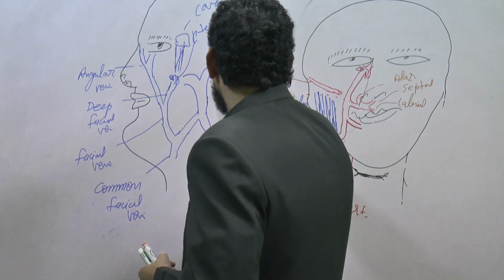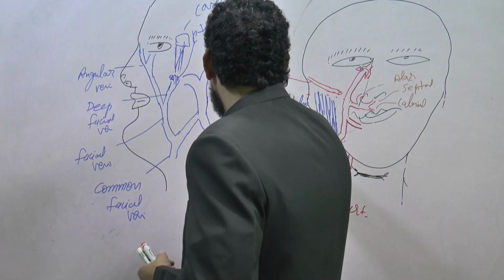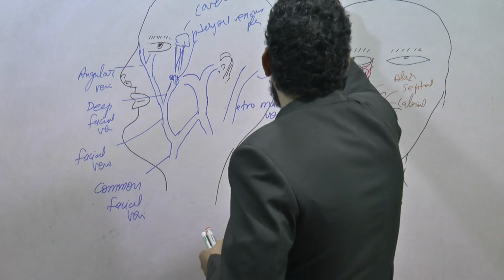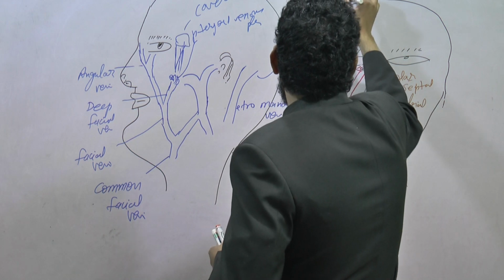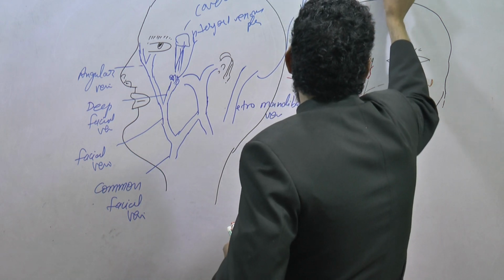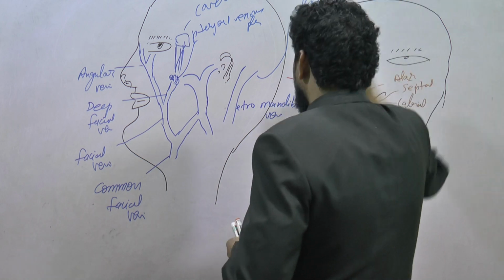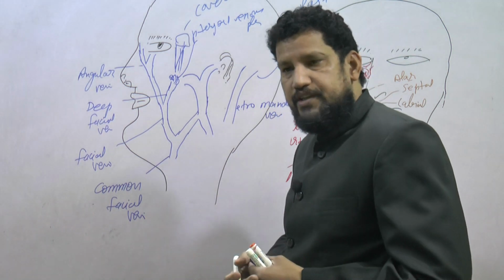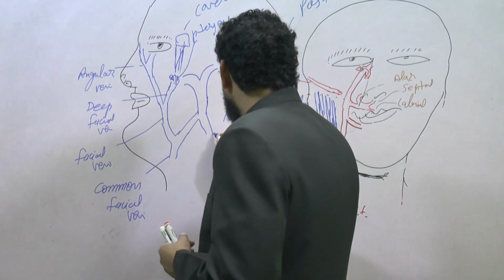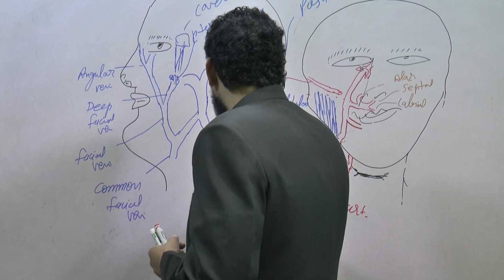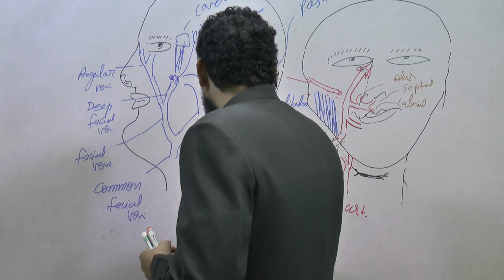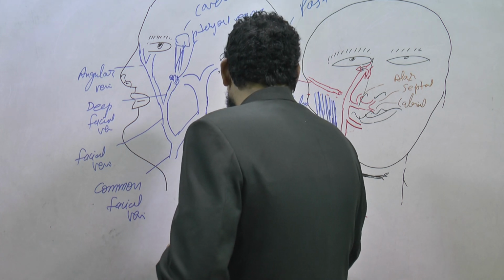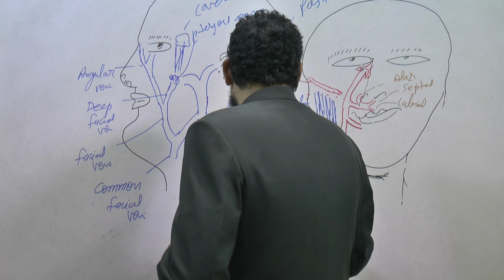And here we can see the posterior auricular vein. This posterior auricular vein is joining the posterior division of the retromandibular vein to form the external jugular vein.